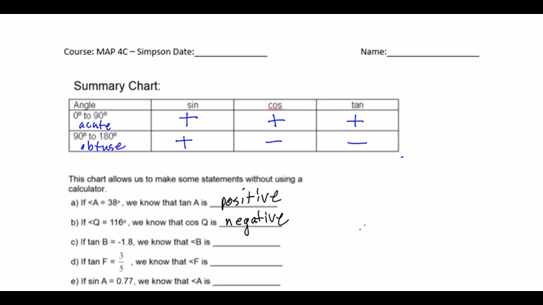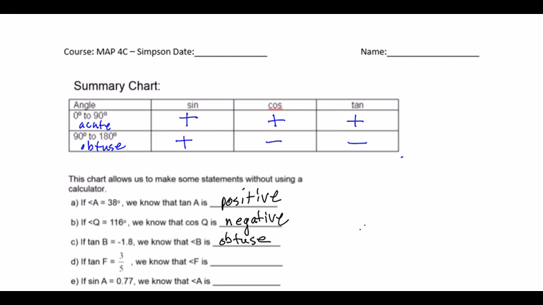The next thing that we're going to take a look at is tan. Now if tan of B is negative 1.8, what we have to do is look where tan is negative, and because it's negative, we know that it is obtuse, i.e. the angle B is obtuse.